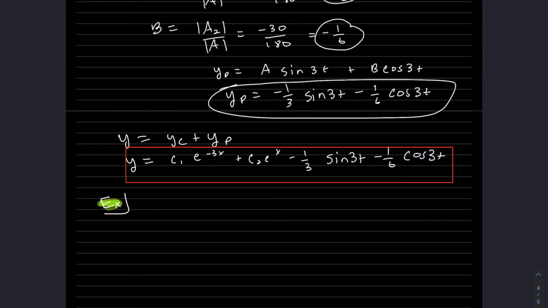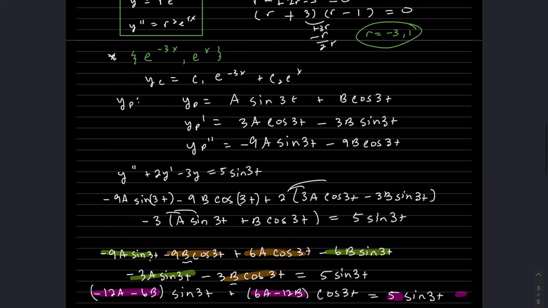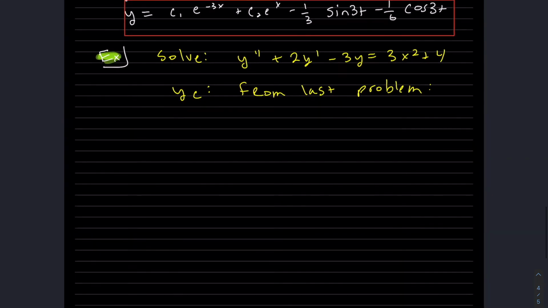And our last example, so I picked the same left side of the equation. So we have the solution to yc. Our yc is equal to c1 e to the minus 3x plus c2 e to the x. So yp, our guess.